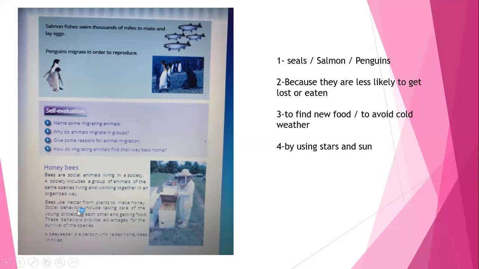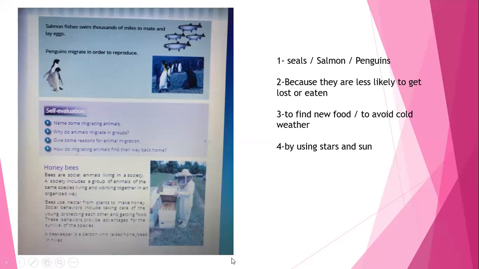Look here. Bees use nectar from the plants, from the flower, to make honey. Social behaviors include taking care of the young and each other and getting food. Here we have information about the beekeeper. This person is called a beekeeper, a person who raises bees for honey in a hive. He puts them in apiaries and takes care of the bees.